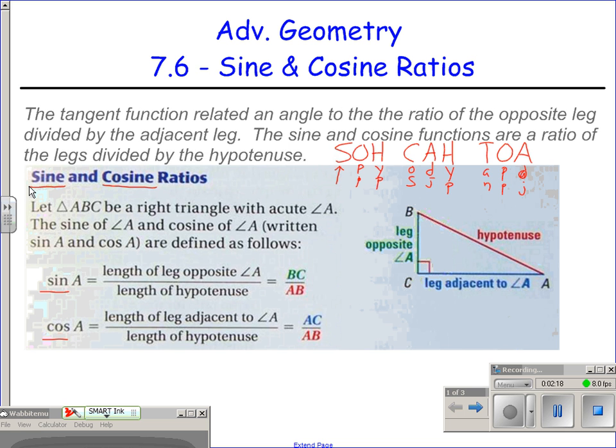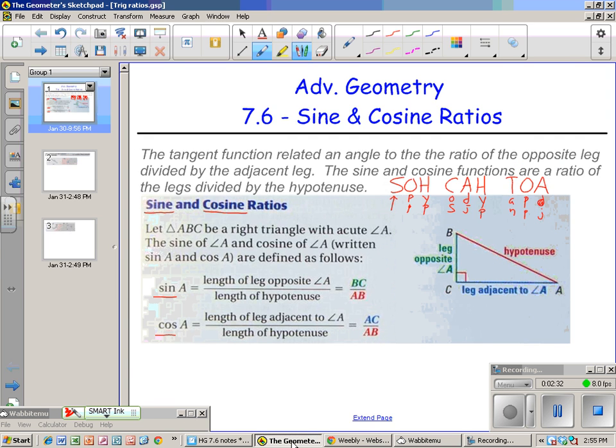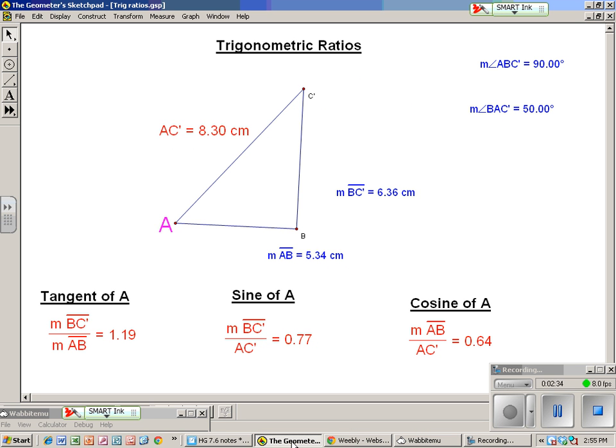Okay, Sohcahtoa is a way to remember your trig ratios. Sine is opposite over hypotenuse, cosine is adjacent over hypotenuse, tangent is opposite over adjacent. So, let me get to this drawing here. Okay, back to the same drawing. We talked about the tangent ratio. That was these two. The tangent of angle A was your opposite leg divided by the adjacent leg.